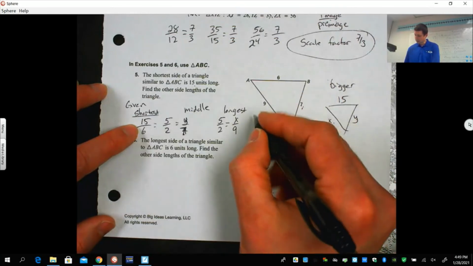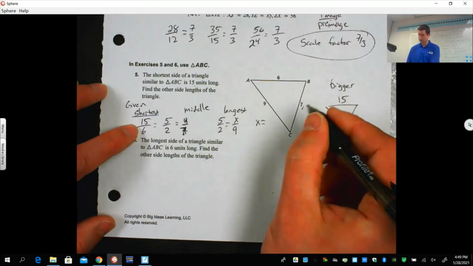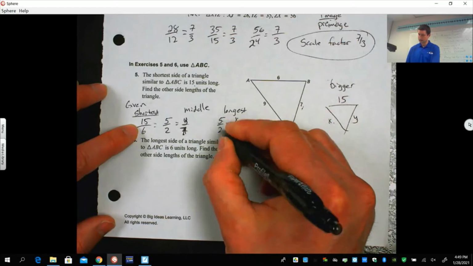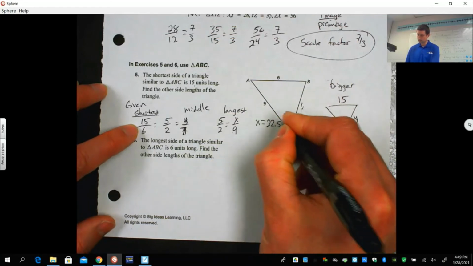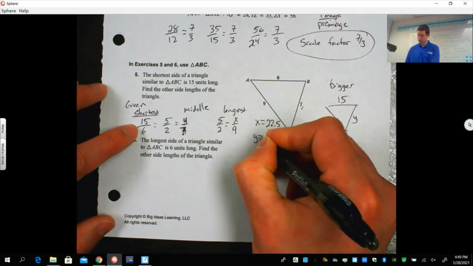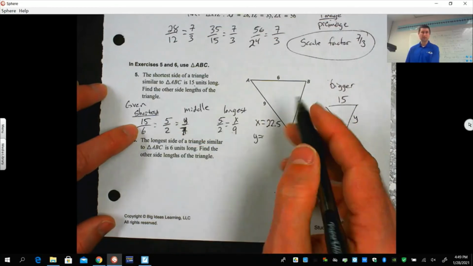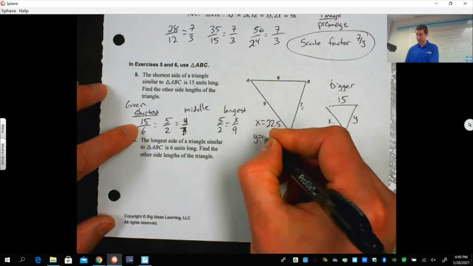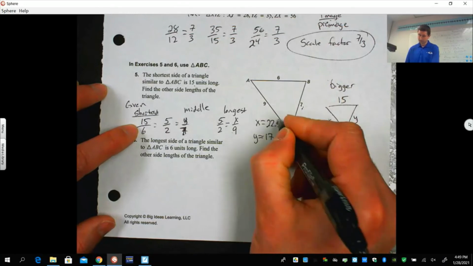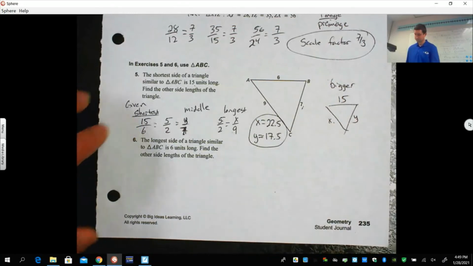Cross multiply and divide. When you get done, you should have x equaling 45 divided by 2, so that's 22.5. And y equals, the middle side would be 35 divided by 2, that would be 17.5. So there's your other two side lengths.